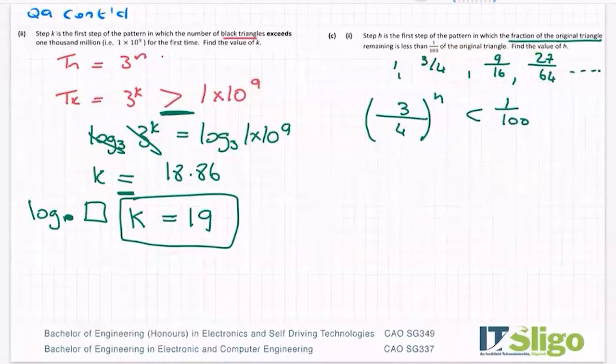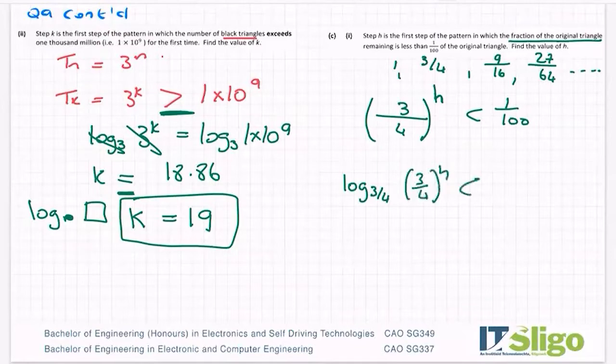Okay, so we have to solve that. When is that, that's an H there at the top, sorry about my writing, when is that less than 100? And again, I'm going to use logs, and I'm going to do the same thing again. Log to the base 3/4 of 3/4 to the power of H is less than log to the base 3/4 of 1/100. Okay, and that cancels and it exposes that H that's in the power on its own.